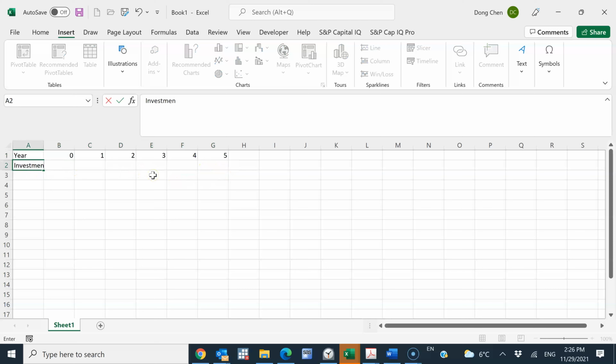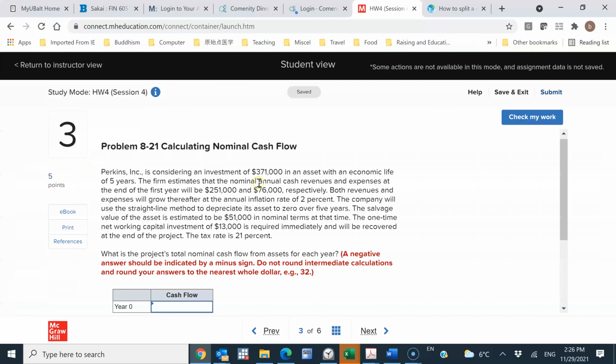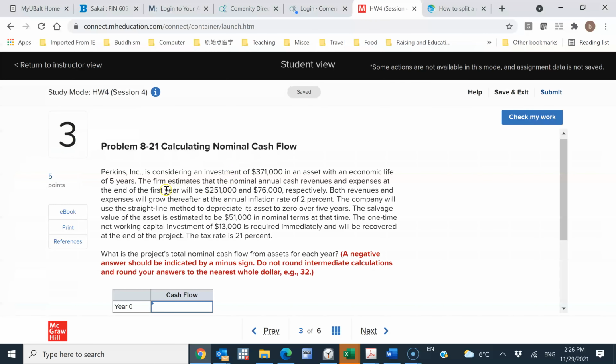And the first number I want to put down, and remember, this is the investment, and this occurs at the current time point, which is 371,000. And the second number is actually the 5 years. I already put 5 years for the project life.